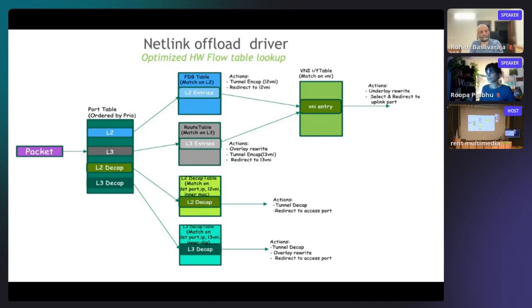In the case of DCAP, in the case of L2 DCAP, we just look at the outer destination port and IP, and also we match on the L2 VNI and the inner MAC in a single match, and do the L2 decapsulation and send it to the appropriate port. In the case of L3, similar to the tunnel match, we do this here as well. But here we also match on the inner IP. If it is a hit, the action includes tunnel decapsulation. And in the case of L3 decap, we also do an L2 overlay rewrite before forwarding to the corresponding access port.